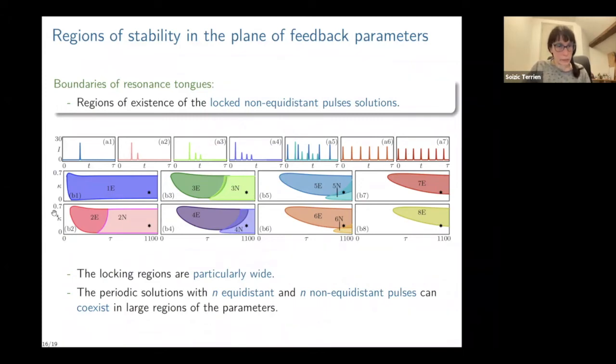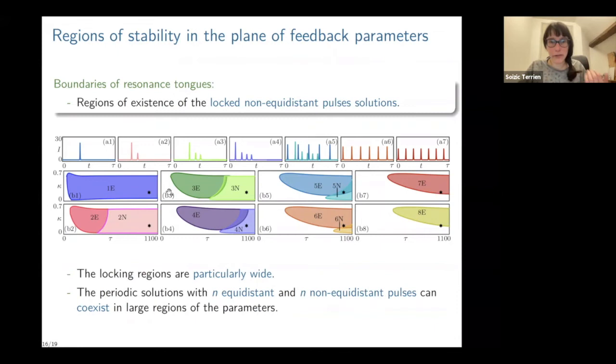So here we represent in the tau kappa plane the regions where the different solutions exist. Here for the one pulse solution, here for the 2 equidistant and 2 non-equidistant pulses solution. We see that the 2 equidistant pulses solution exists for the smaller values of tau, and it gets unstable and gets replaced, let's say, by the 2 non-equidistant pulses solution as tau increases. And for the other solutions, we have regions where the two coexist.